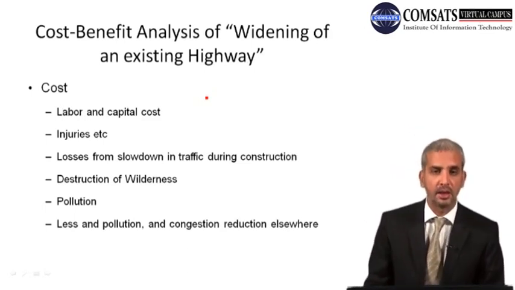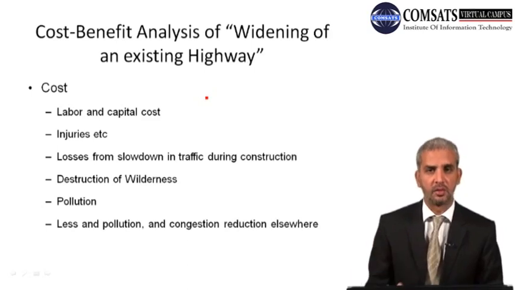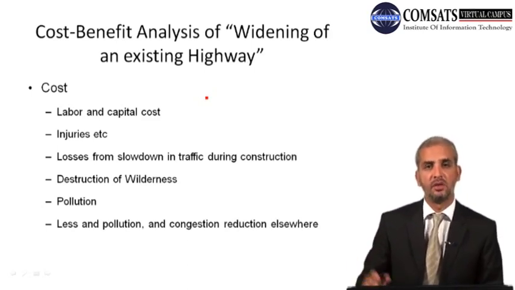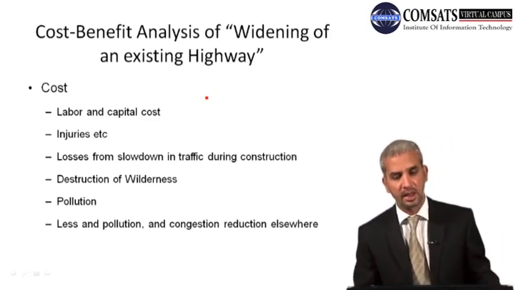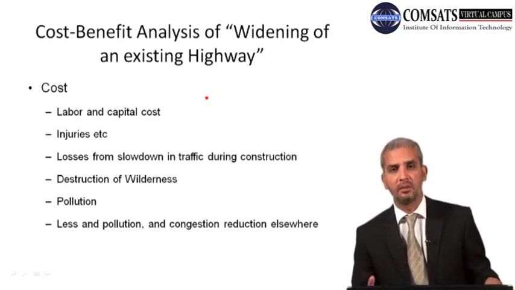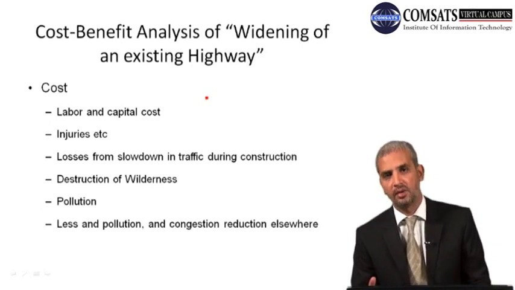Then there would be indirect costs also. Indirect cost in terms of pollution, for example, is an indirect cost of the whole construction process. Indirect cost in terms of destruction of wilderness, because that land needs to be acquired, and that land might be government land, but it might be wilderness also, with the trees and birds and greenery over there, and once that is included in the highway, there would be destruction of wilderness. That is indirectly attributable to the project, and needs to be included as a cost.